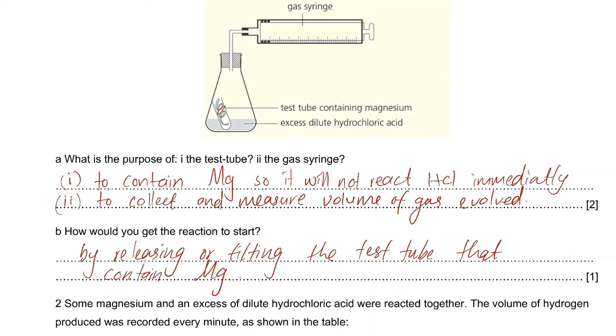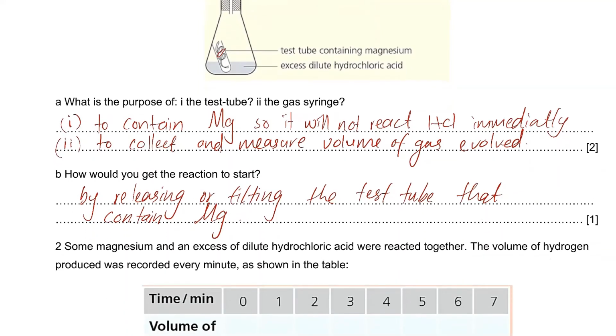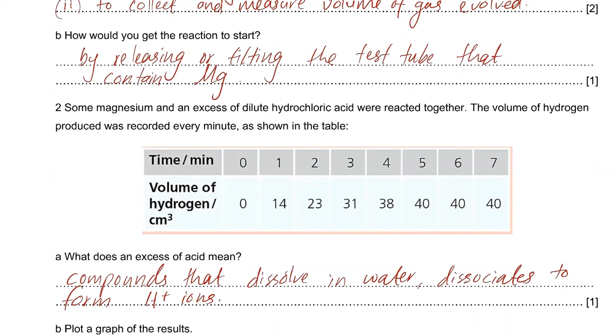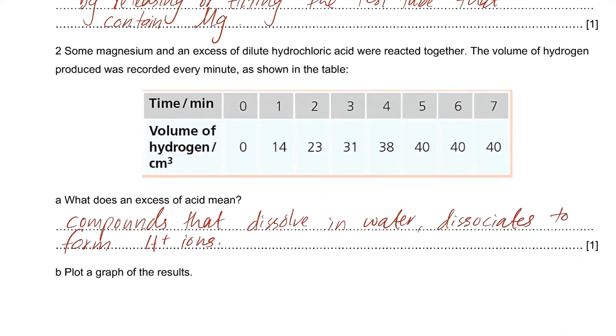And what is the use of the gas cylinder? To collect and measure the volume of gas evolved. How would you get the reaction to start? By releasing or tilting the test tube that contains magnesium. So magnesium will get in contact with hydrochloric acid, the reaction starts and bubbles will start to rise. Question number 2. Some magnesium is reacting with dilute hydrochloric acid and hydrogen gas is released. And there's a table given.